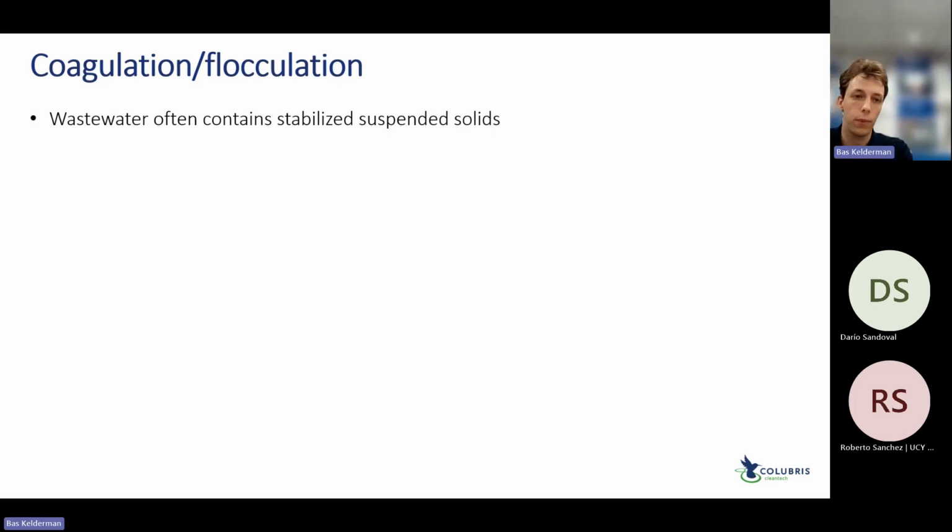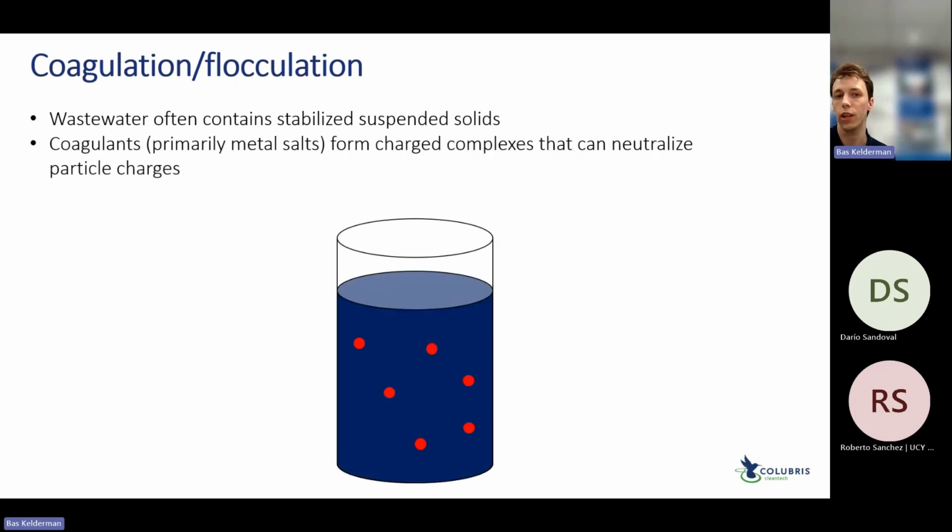So wastewaters, especially those from industrial sources, generally contain suspended solids that are stabilized. So small particles of organic material or something like that, which are perfectly happy being in suspension. They don't settle well on their own. And that happens because most of the time they're negatively charged and they repel each other. So they don't tend to aggregate and settle as a whole. They just want to be individual particles.